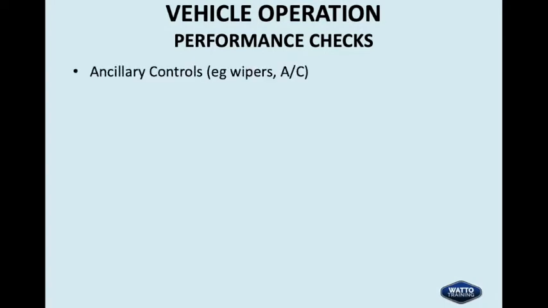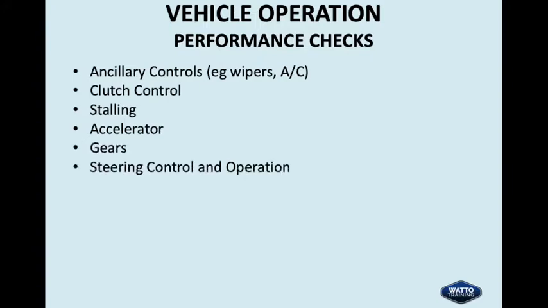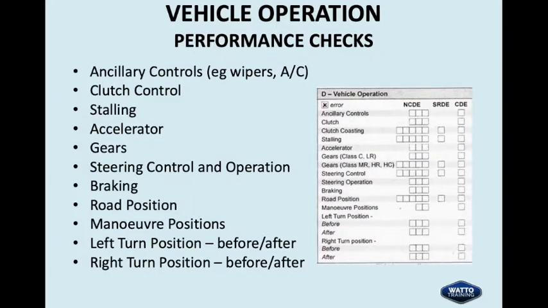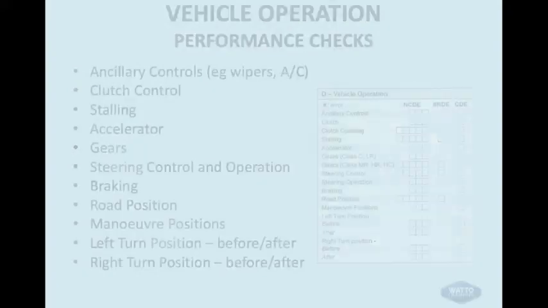Vehicle operation performance checks. The learner must be able to locate and control the ancillary controls, clutch control for manual drivers, stalling, relevant for manual drivers, accelerator, gears, steering control and operation, braking, road position, maneuver positions, left and right turn positions before and after a corner. And this is in Section D under vehicle operation, and you can see that we've got that same list on the left of the column, and as it says at the top, a cross is marked in the boxes for the different types of areas, which I will go through shortly.